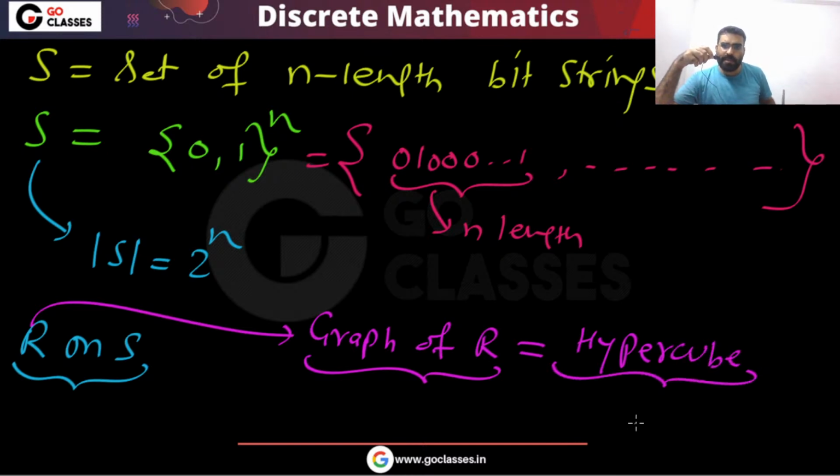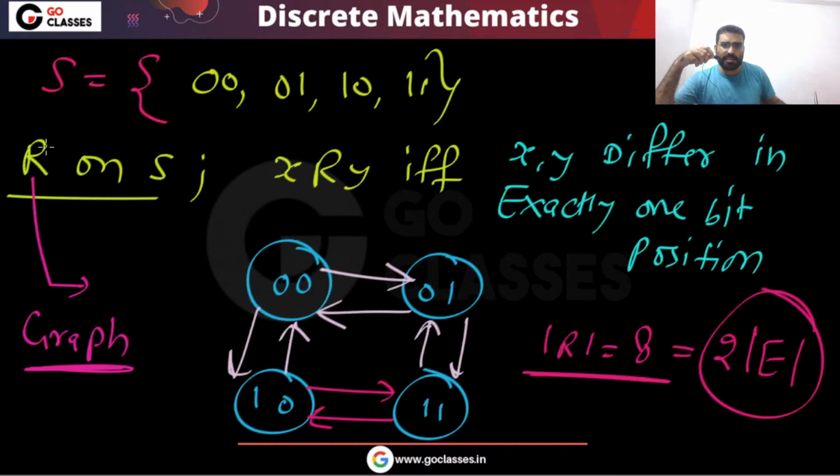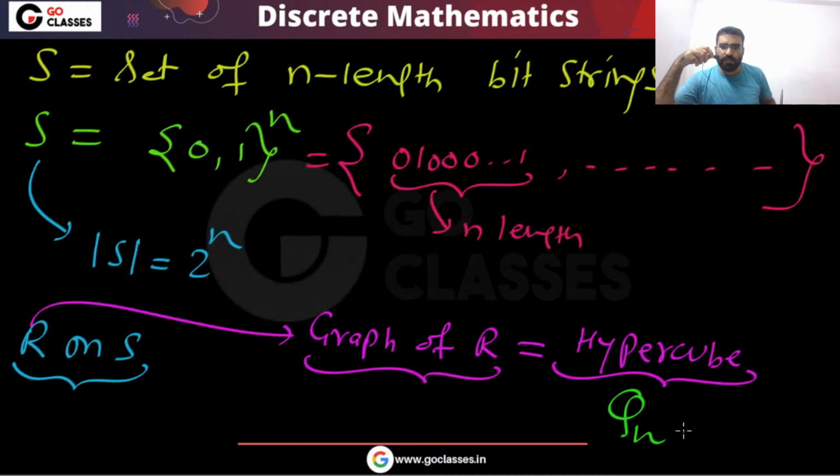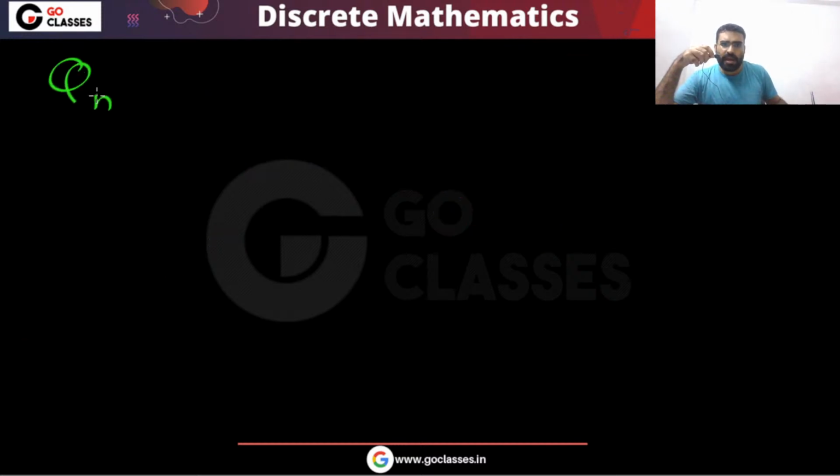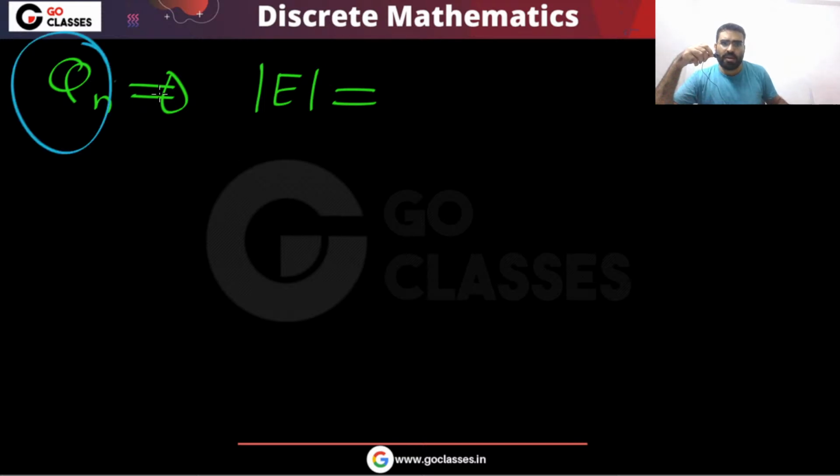That will be Qn. Like here, if you notice this graph, I can say this is Q2. So similarly here, you will get the graph Qn. And in this Qn, what is the number of edges? In this hypercube graph, we already know the number of edges. That is n multiplied by 2 power n minus 1.